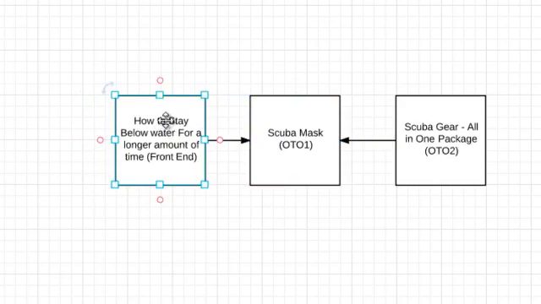So they go from here, they're looking to stay below water for a longer amount of time, and then maybe you present them after that. You say, okay, I've trained you, I've educated you, and then here's a scuba mask that will help you do just that. And then after they buy that, you could say, we normally sell the scuba gear all in one package for such and such price, but you're going to get 50% off if you buy it right now, kind of thing.